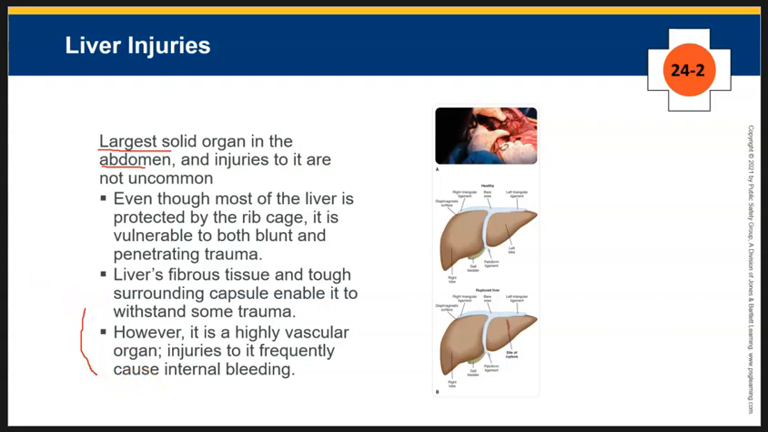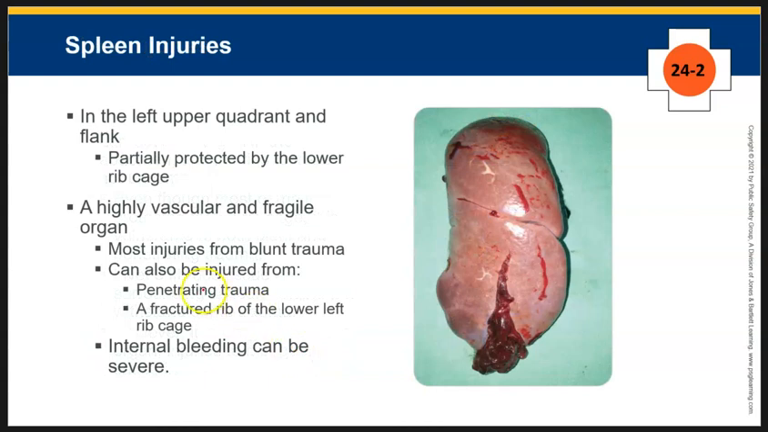If you move to the left upper quadrant, we find the spleen. The spleen is partially protected, like the liver, by the lower rib cage, but it's highly vascular, and so a blunt trauma injury to the spleen could lead to severe internal bleeding. Make sure your primary assessment looks for the possibility of shock and checking vital signs.